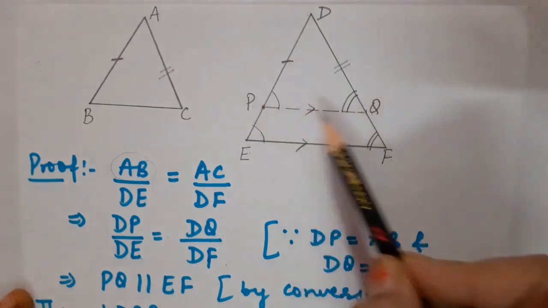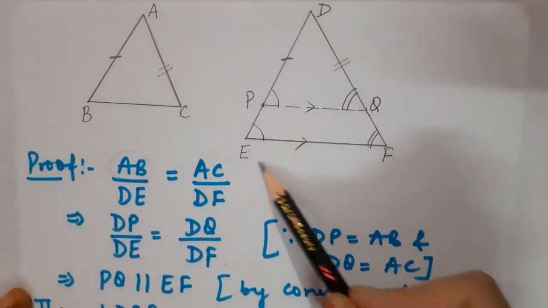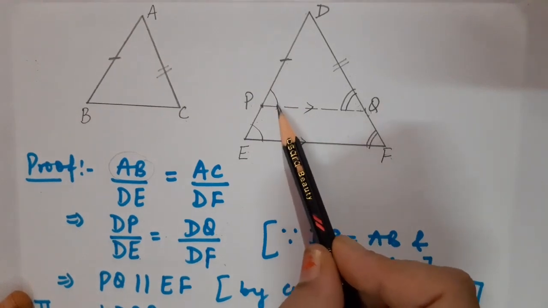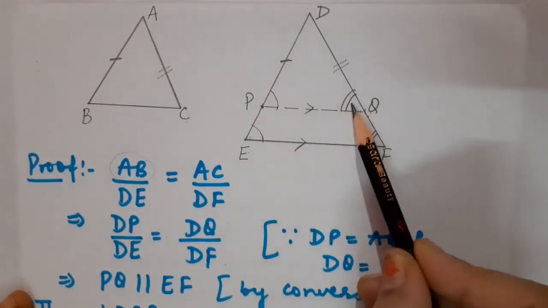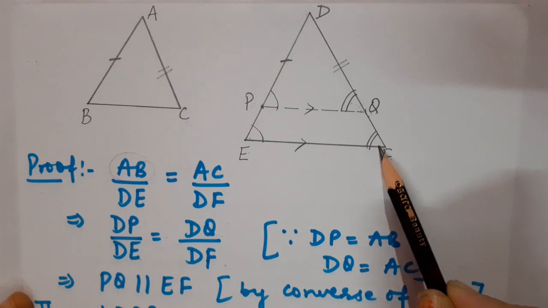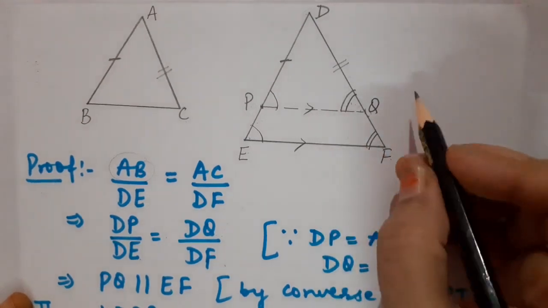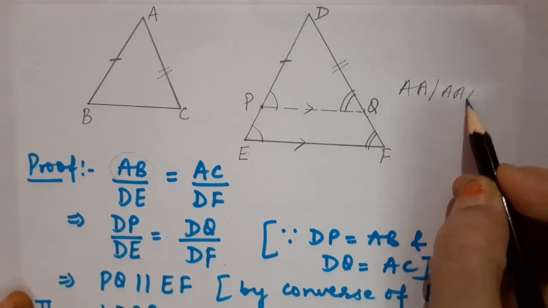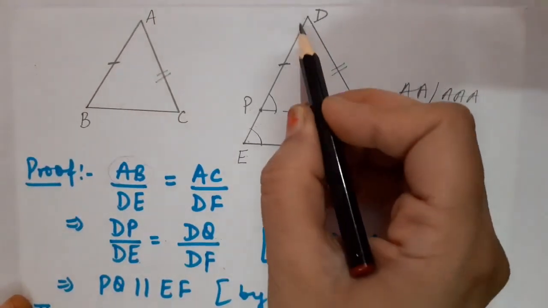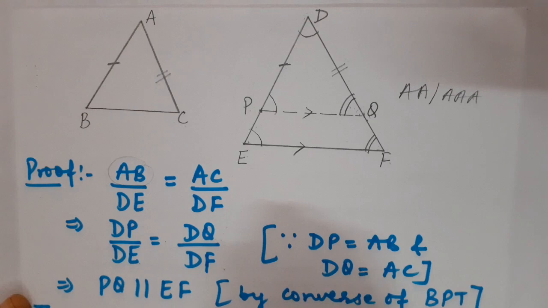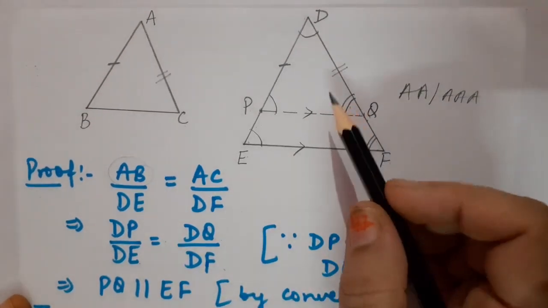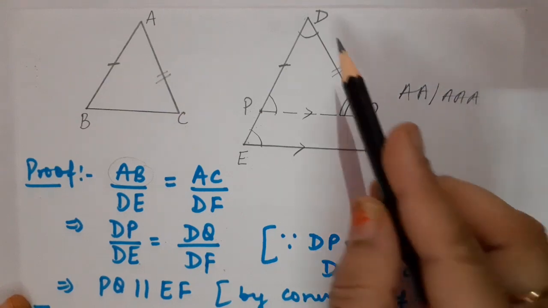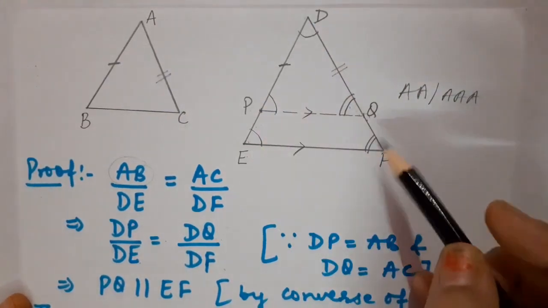One is DPQ and another is DEF. As I have just proved that angle P is equal to angle E and angle Q is equal to angle F. So can I say by double A criteria? Or you can call it by triple A criteria also. Why? Because D is common in both the triangles. So by triple A criteria, we can say that triangle DPQ is similar to triangle DEF.